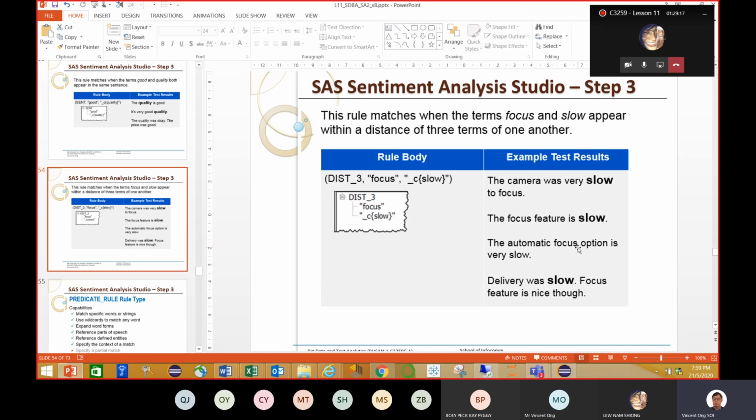This one, how many words away? One, two, the slow is at the fourth word. Can you see that? It must be within three words, within the first, second, and third word. So this one will not be caught, because the distance is three words. One, two, three. This one is one, two, three, four. Can you see that?